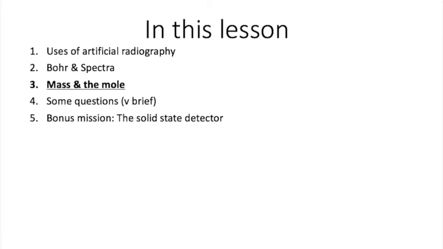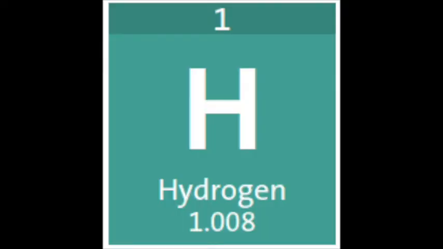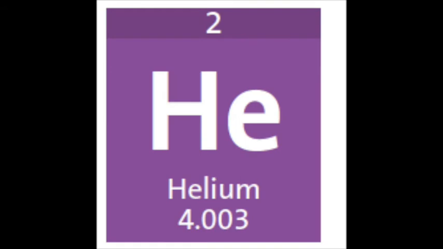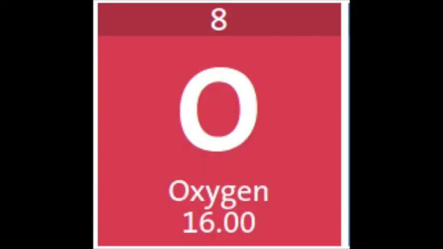Okay, let's have a look at mass, and we're going to introduce a new unit called a mole. Historically, hydrogen was used as the benchmark for measuring atomic masses. Because it was the simplest element with just one proton and one electron, it was used as a measuring stick for the other elements. So helium, for example, would be 4 times the mass of hydrogen. The other elements were expressed as multiples of hydrogen, so oxygen would have been 16 times the mass of hydrogen.